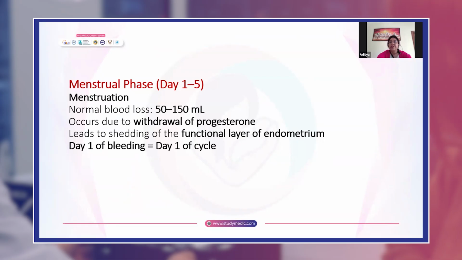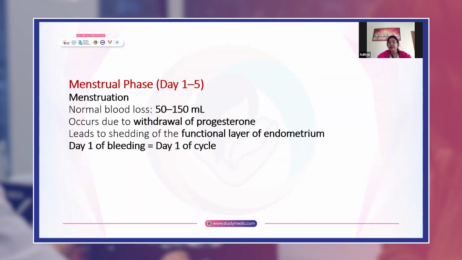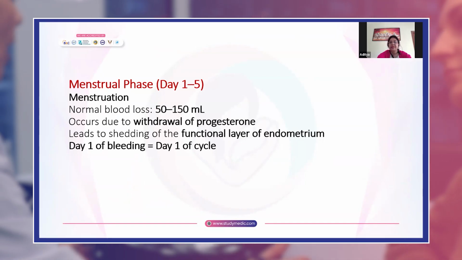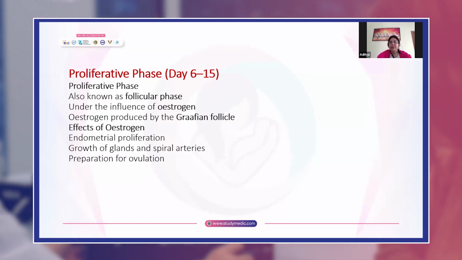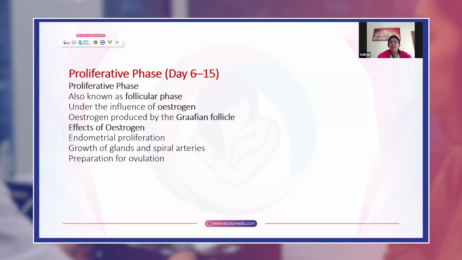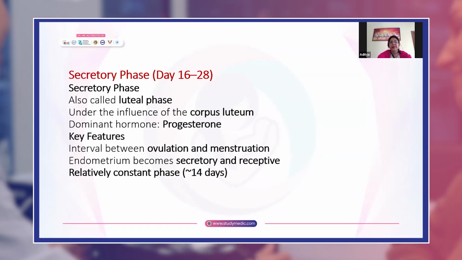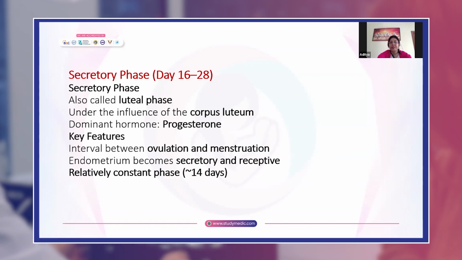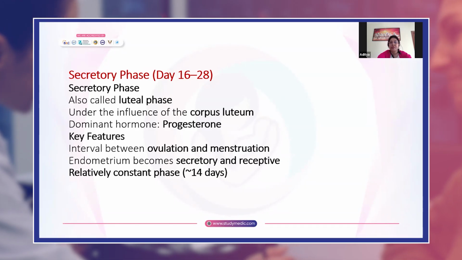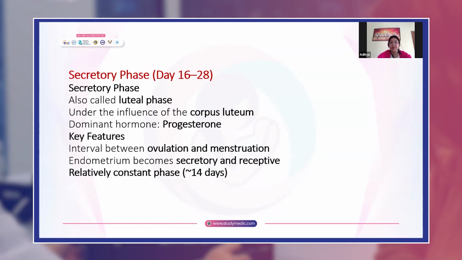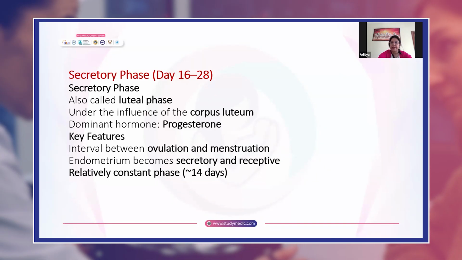In the menstrual phase, there is blood loss of 50 to 150 ml, out of which 80 ml is the average. This is again an SPA question. During this phase, there is shedding of the functional layer of the endometrium. The proliferative phase is under the effect of the estrogen produced by the Graafian follicle. The secretory phase is under the influence of progesterone, secreted by the corpus luteum, which is the main hormone. Along with that, there is secretion of estrogen and inhibin also. The endometrium becomes secretory and receptive in a relatively constant phase of approximately 14 days.